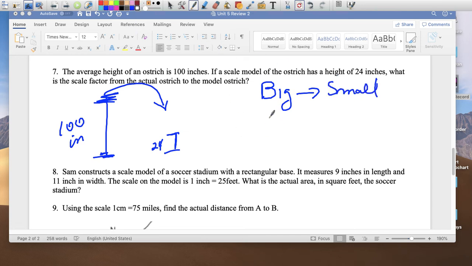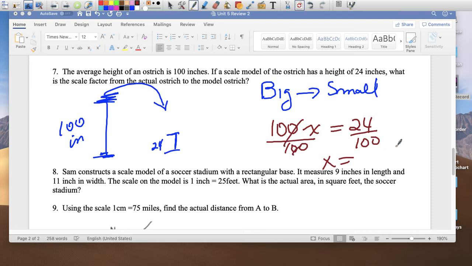So we know that the big ostrich is 100. So 100 times a number gave you the small one, right? It was reduced, so your ostrich was reduced here from big to small. But what factor? Divide this by 100. X equals, let's see. Let's reduce this. So 12 over 50. If I simplify it one time, I can simplify it again, divide by 2, and then I get 6 over 25. So here is my scale factor. Okay? So 6 over 25. So that's the answer I was looking for.